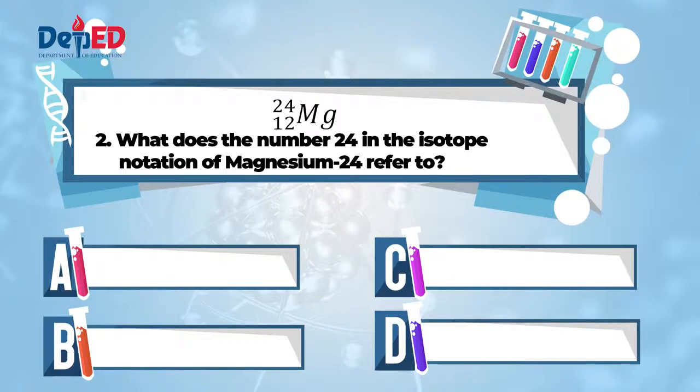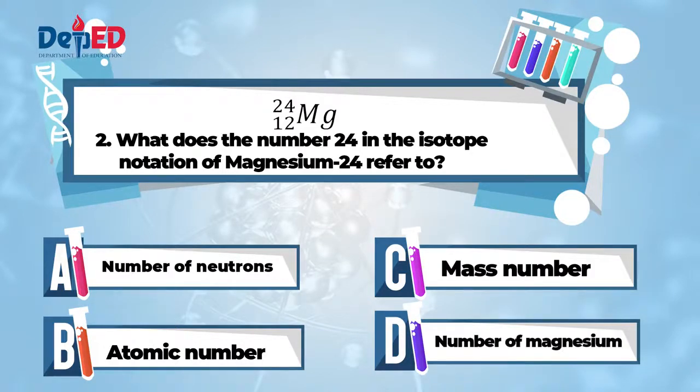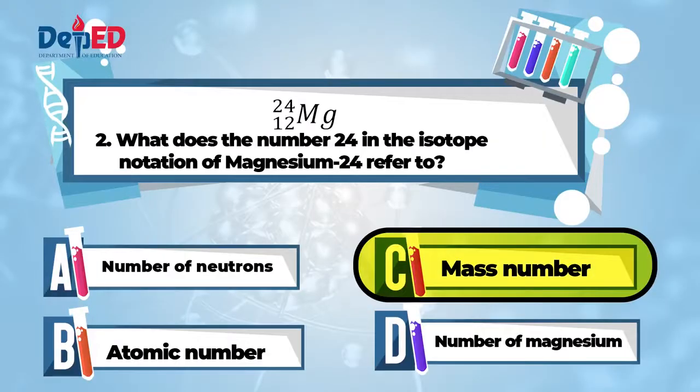Question number 2. What does the number 24 in the isotope notation of magnesium-24 refer to? A. Number of neutrons. B. Atomic number. C. Mass number. Or D. Number of magnesium atoms. I'm sure about this. It's C, mass number. That was fast. Why is your answer C?